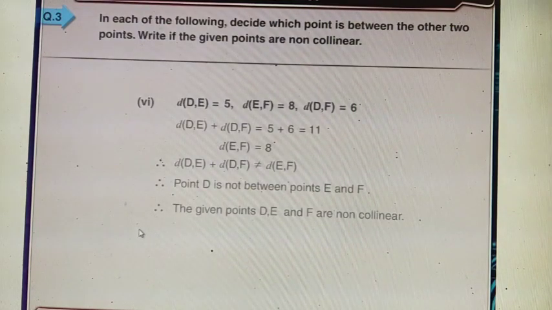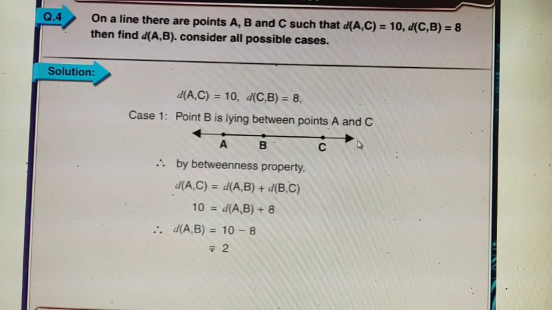Sixth, distance DE is equal to 5, distance EF is equal to 8, distance DF is equal to 6. Next, add the smaller distances, that is distance DE plus distance DF is equal to 5 plus 6, which is equal to 11, but distance EF is equal to 8. Therefore distance DE plus distance DF is not equal to distance EF. Therefore point D is not between points E and F. Therefore the given points D, E, F are not collinear points.